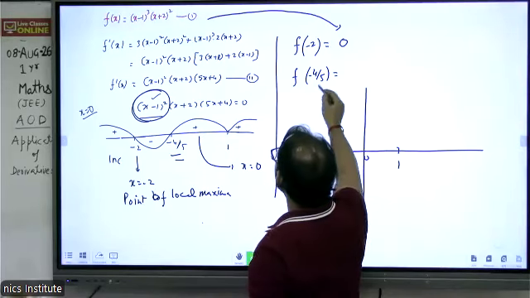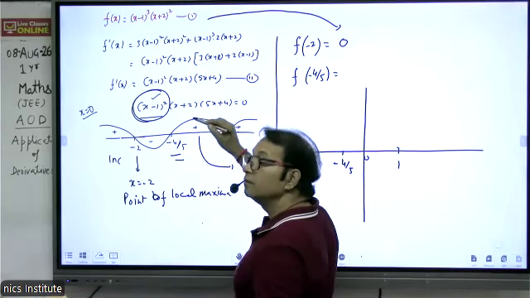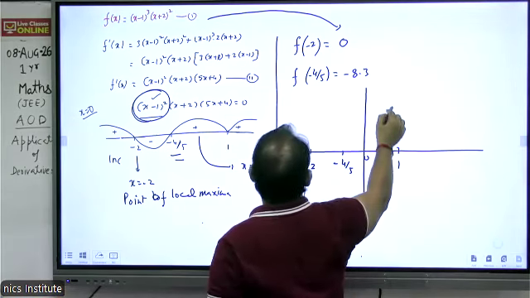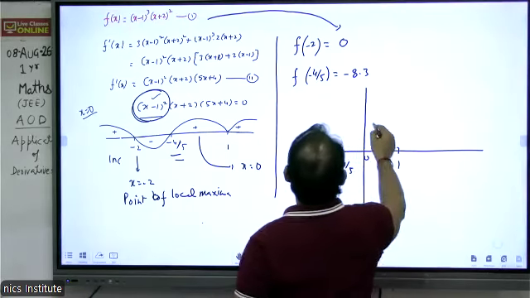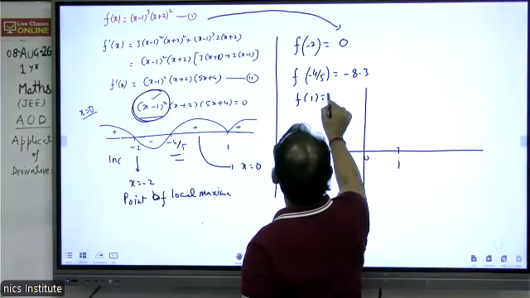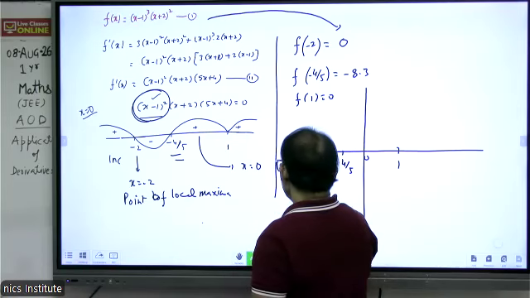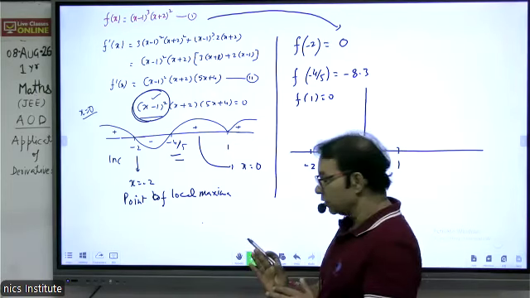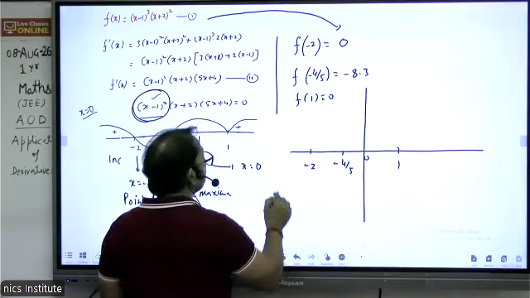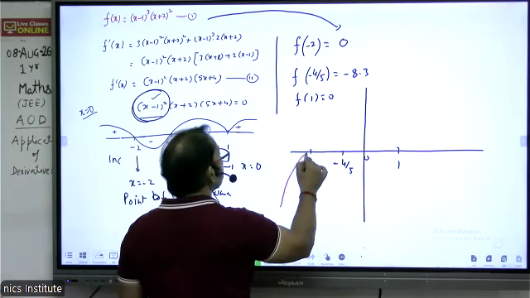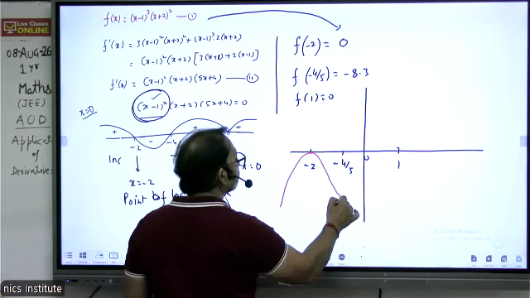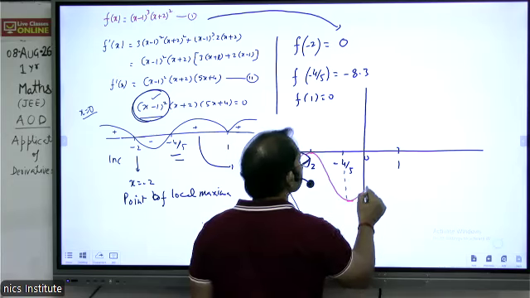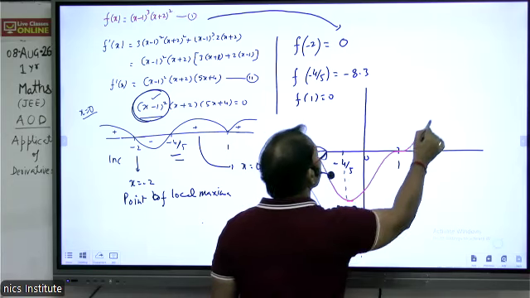Approximately, you tell me what is f of -4/5? मोबाइल से कर दो. -8.3. What is f of 1? f of 1 is also 0. Now see the graph. We know that before -2 the function is increasing and -2 is a point of local maxima. The -2 पे ऐसा होगा. -4/5 पे it is a point of local minima. It'll go like this. 1 पे it is 0, but it'll be slightly horizontal and go like this.